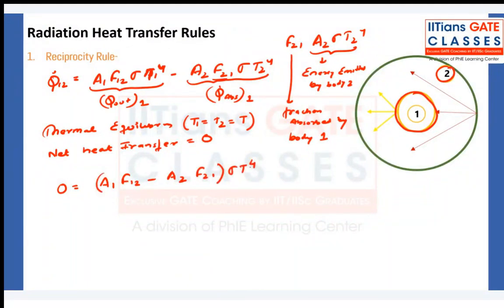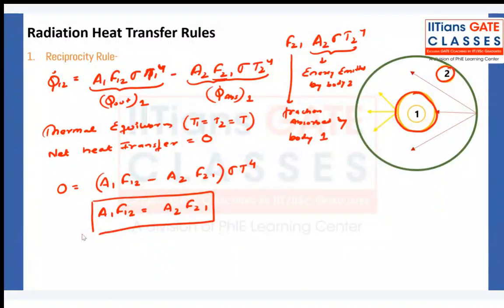Okay, now it will go on the other side. I can write A1 F12 is equal to A2 F21. Okay, and this is, yes, very nice. Sahil is correct. This is your A1 F12, A2 F21. So this is your reciprocity rule.